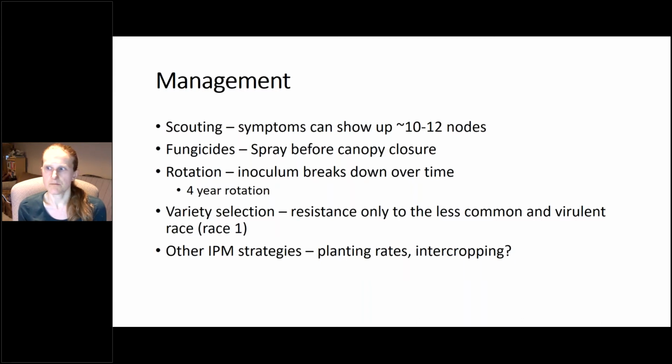And then it's really not known at this point if intercropping lentil with another crop could help, but intercropping does help with other foliar diseases. So it might be worth a shot if you're interested, and is certainly something that I'm interested in exploring in my research.